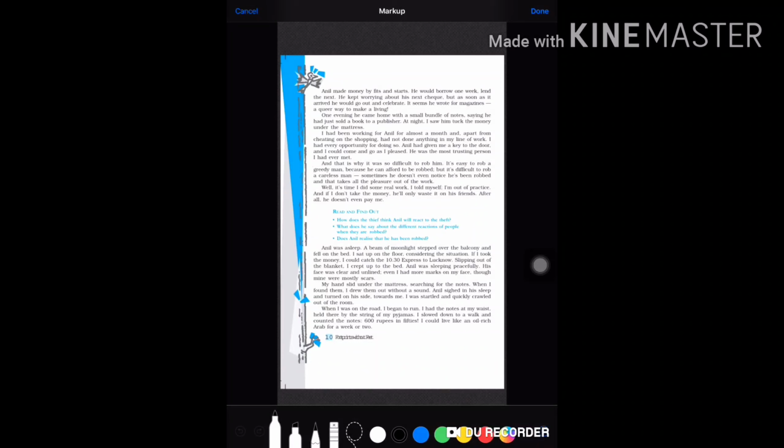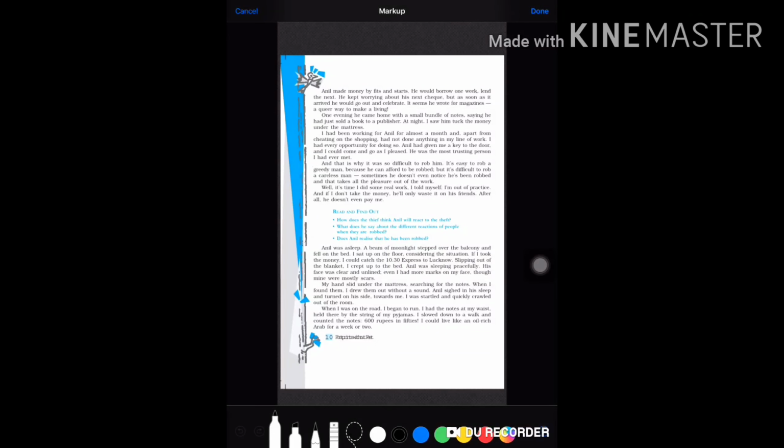Look, fits and starts basically means his work was not regular. 2 days he used to work, and for the next 5 days he was totally vacant. He did not have any work. That was what is called fits and starts. He would borrow 1 week, means he was absolutely empty. His pockets were absolutely empty 1 week, but the next week his pockets were so filled that he was able to lend even. He kept worrying about his next check, when it would come.